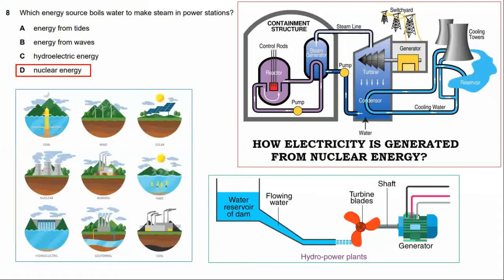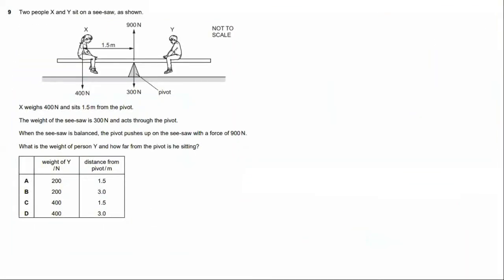Let's move on to the next question, question 9. Two people X and Y sit on a seesaw as shown. X weighs 400 Newton and sits 1.5 meters from the pivot. The weight of the seesaw is 300 Newton and acts through the pivot. When the seesaw is balanced, the pivot pushes up on the seesaw with a force of 900 Newton. What is the weight of person Y and how far from the pivot is he sitting?